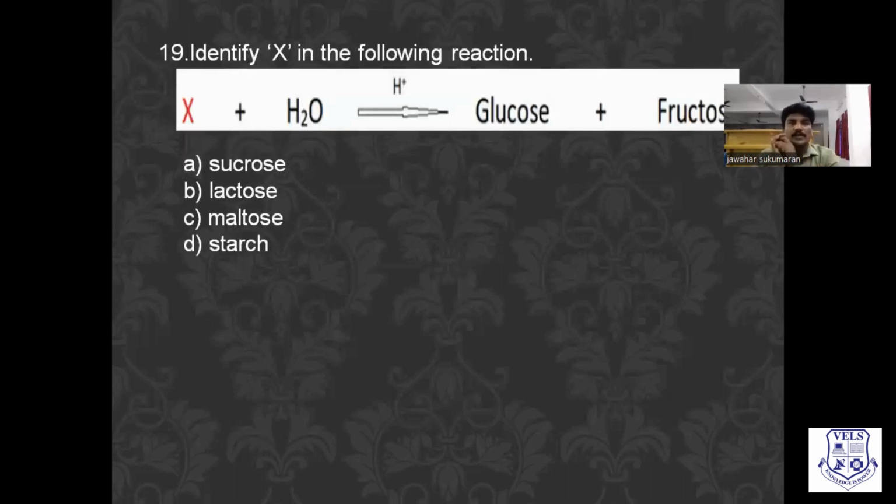Identify X in the following reaction. X plus H2O gives glucose plus fructose. A is sucrose, B lactose, C maltose, D starch. Which one? Sucrose is the correct answer. When sucrose, C12H22O11, is boiled with dilute HCl or H2SO4 in alcoholic solution, glucose and fructose are obtained in equal amounts. This is one of the methods used for the preparation of glucose. Sucrose is the correct answer.